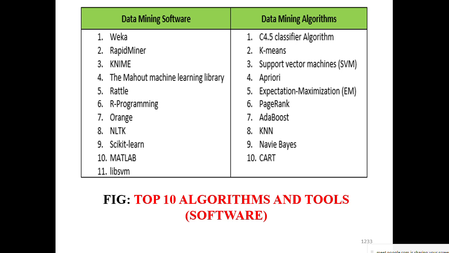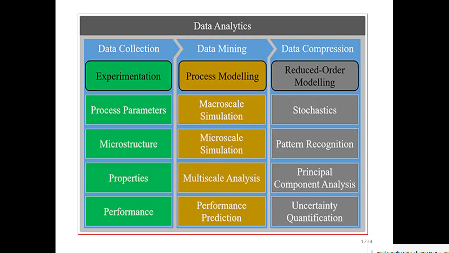KNN is the K nearest neighbor algorithm. It comes under dimensionality reduction algorithms. It is also a classification technique. Naive Bayes is one of the classification techniques under a dimensionality reduction process. CART, whose expansion is classification and regression tree, is one of the classification algorithms. These are the top 10 algorithms and tools or software.